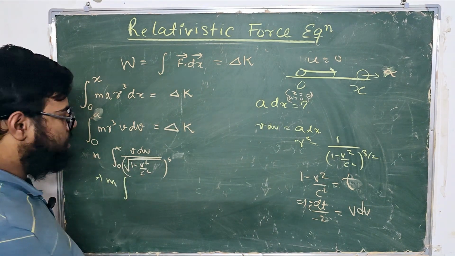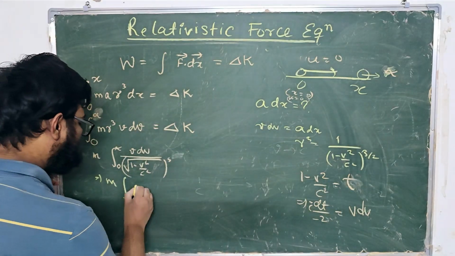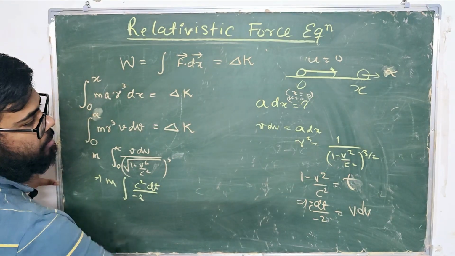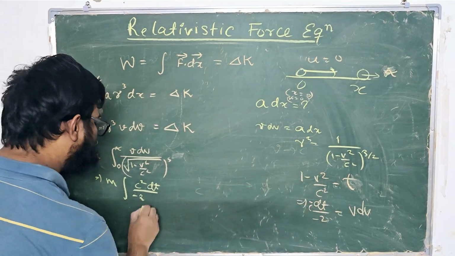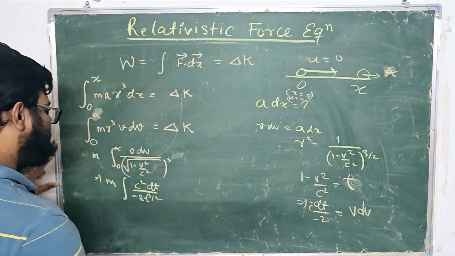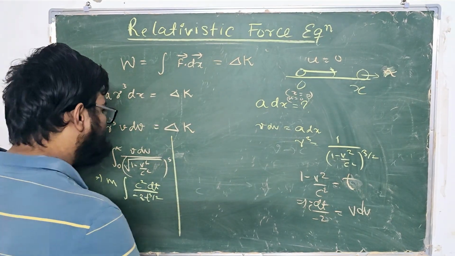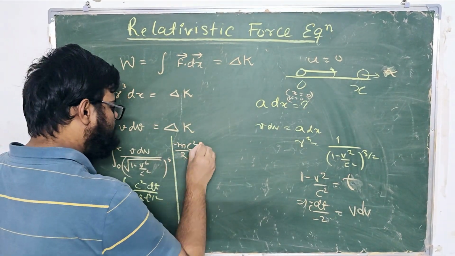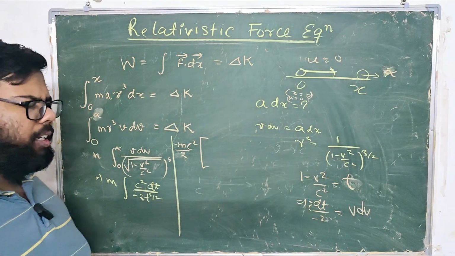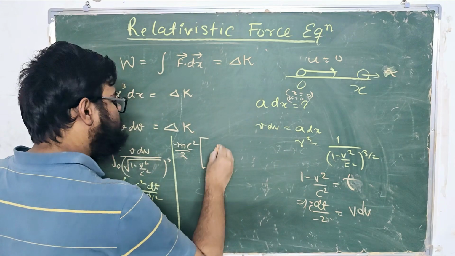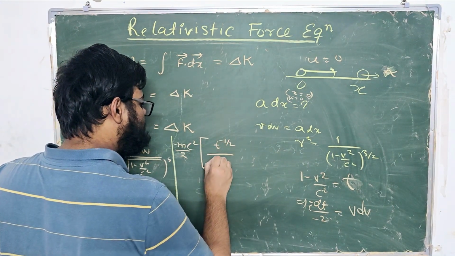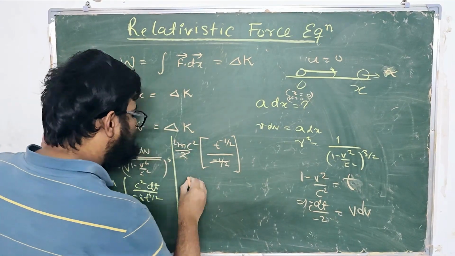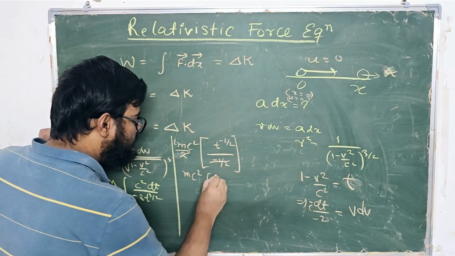integral. We will check for limits in a few moments. c square dt by negative 2 times t raised to power 3 by 2, right? And now let's solve. So you will get mc square times negative 2, negative 1 by 2. When you integrate, you will get t raised to power negative 3 by 2, and when you add 1, you will get t raised to power negative 1 by 2. Negative 1 by 2 and this will get cancelled. So you will be left with mc square t raised to power negative 1 by 2.